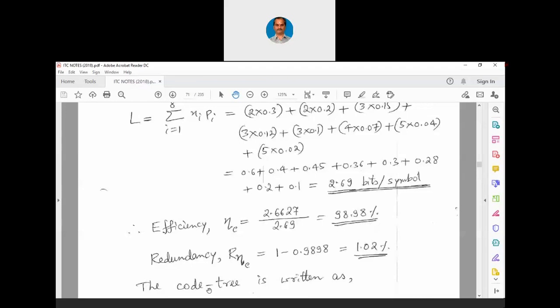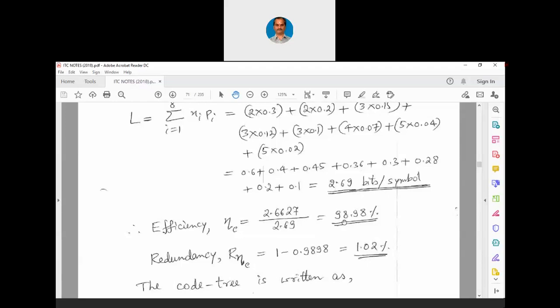Now, redundancy is R eta C, which is nothing but 1 minus 0.9898, equals 1.02%. Redundancy is only 1%. Efficiency is nearly 99%. That way we should say that this is a very good coding algorithm with the least effort.